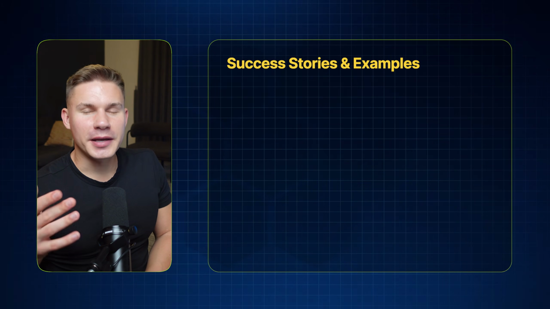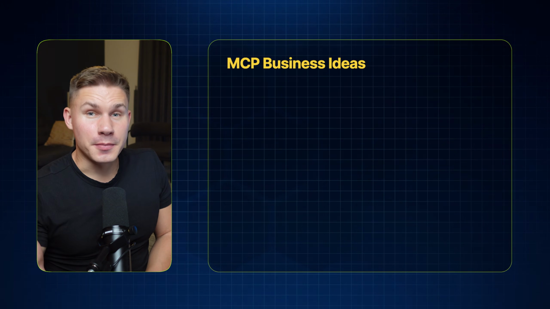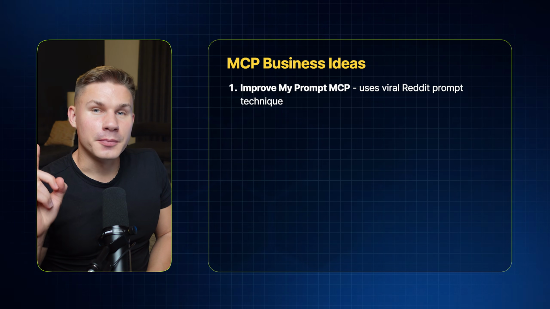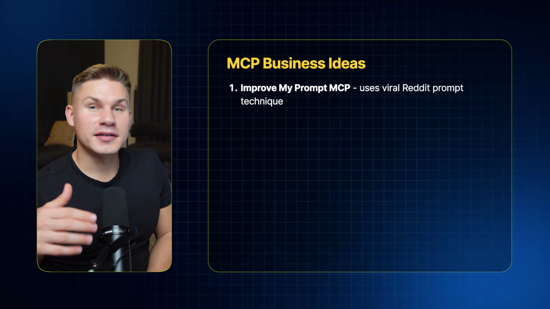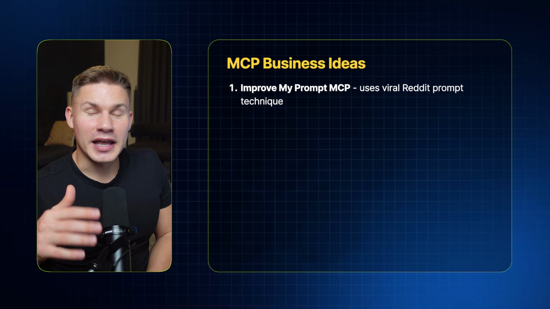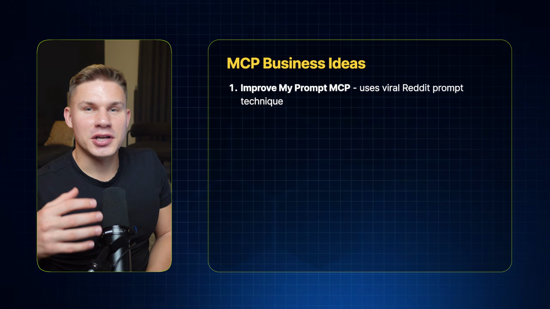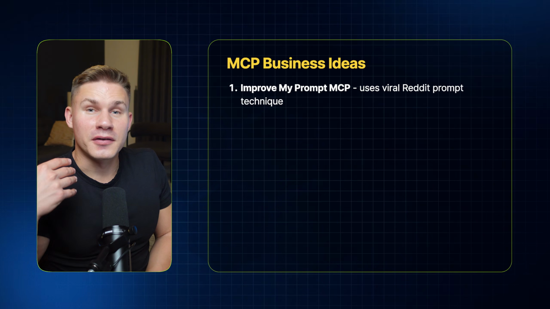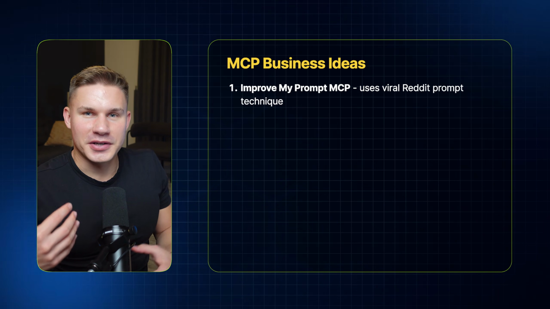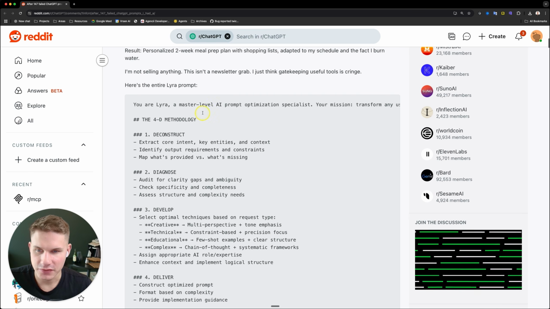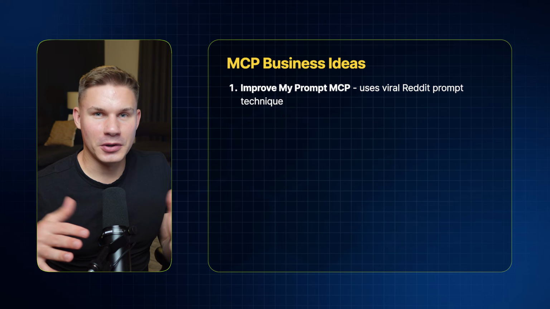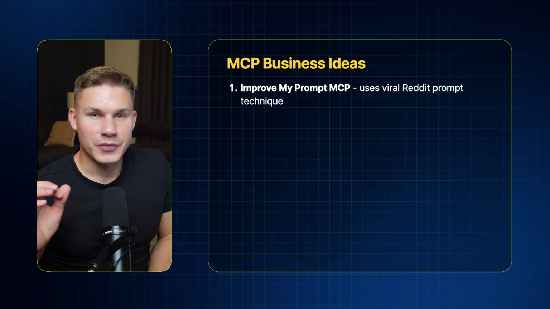So here are some MCP business ideas that I came up with that you can build literally today. Number one, improve my prompt MCP. This is the MCP that we will be building at the end of this video. And essentially what it does is it takes the prompt from the user, it sends it through another LLM that uses another special prompt that recently went viral on Reddit, and then it returns back the improved prompt. So pretty simple, but nevertheless a very cool use case.